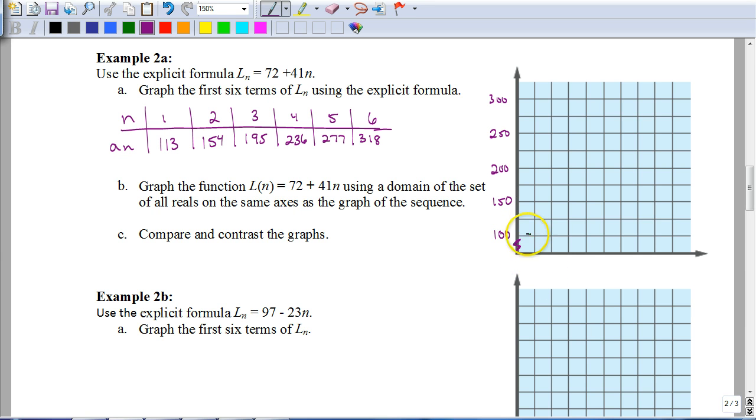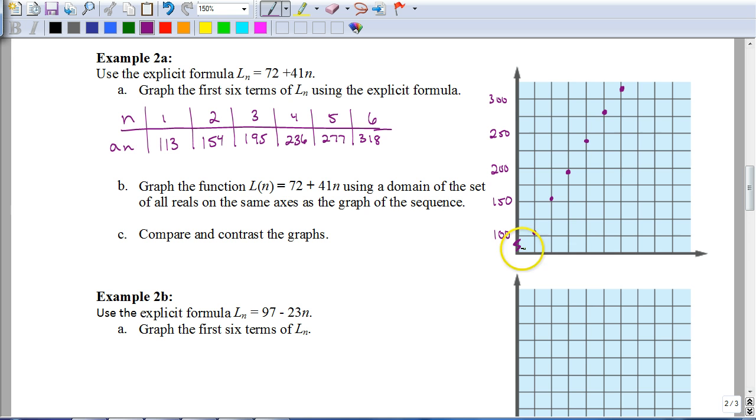So we'd start out with 1 and 113, so a little bit above 100 here. 2 and 154, so that's going to be just a little bit above 150. 3 and 195, so that's going to be just under 200. 4 and 236, so here would be 225, so 236 would be right about there maybe. 5 and 277, well here would be 275, so 277 would be right there. And 6 and 318, so 318 is about there. And again, don't connect it with a line, so that would be your answer.